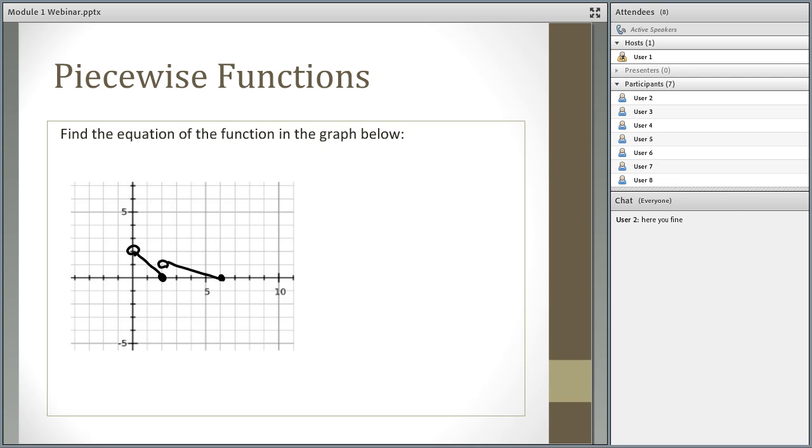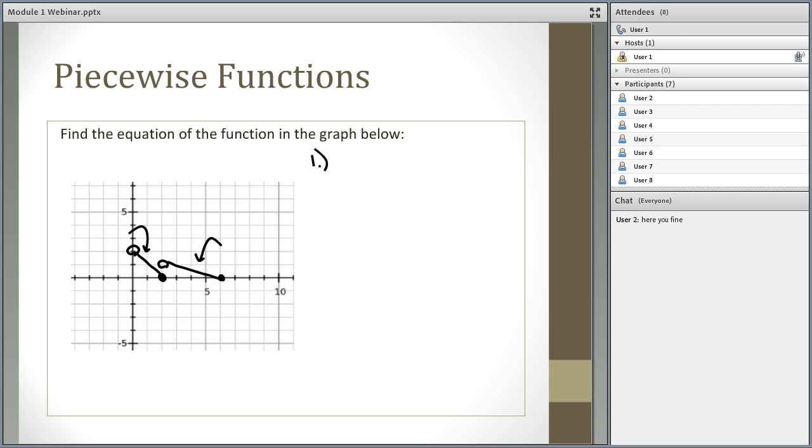So I want us to find the equation of the function in the graph below. And this is, again, a piecewise function, so it's defined in different parts. So basically we have 2 different functions. We have this one, and we have that one. So we need to find the equation that models each one of those separately, and then we'll combine it into one function for the piecewise equation.